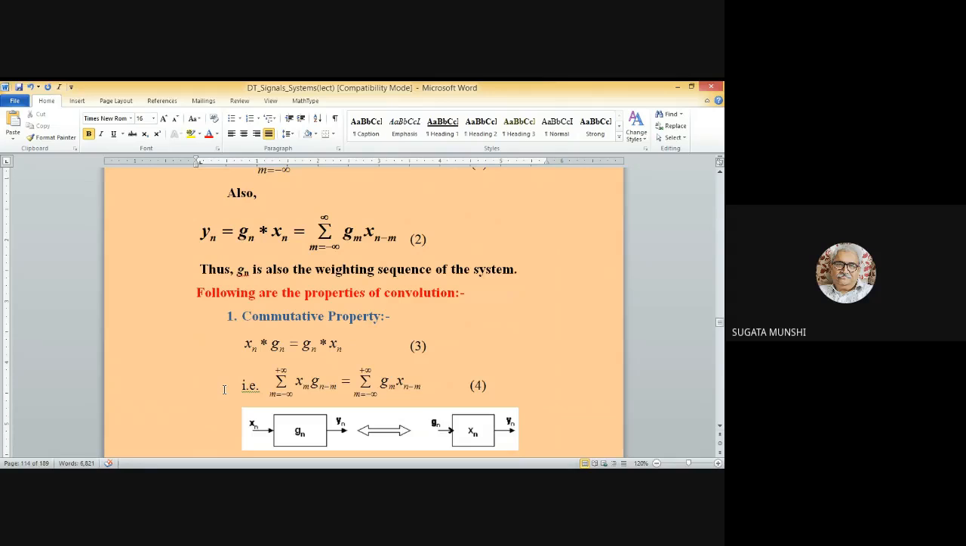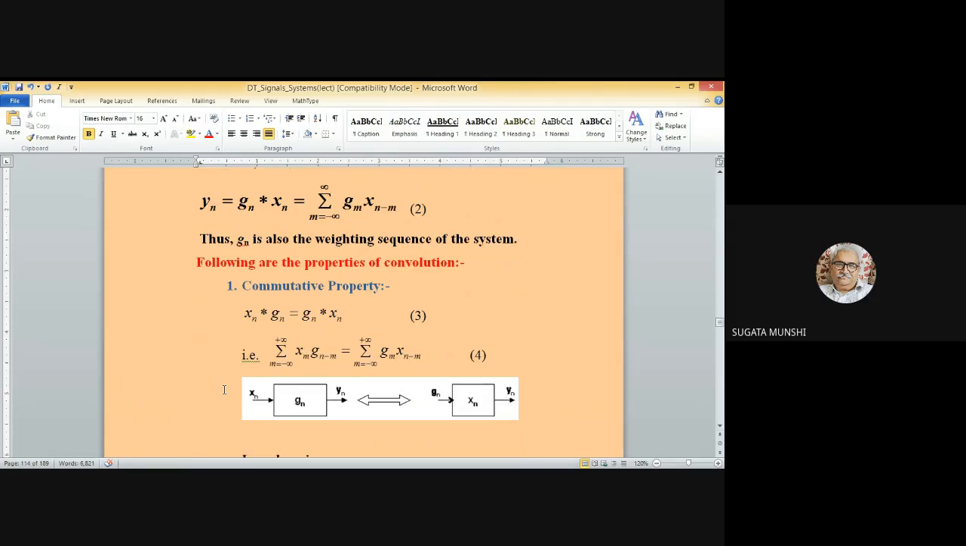Now come to the properties. First is the commutative property. Convolution of x[n] with g[n] is the same as convolution of g[n] with x[n].